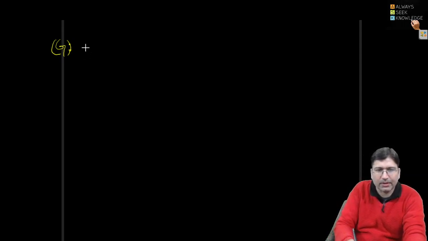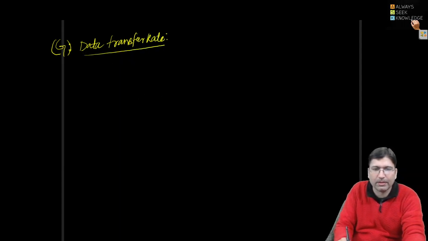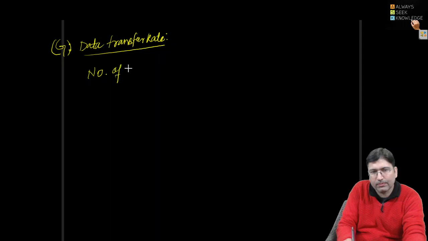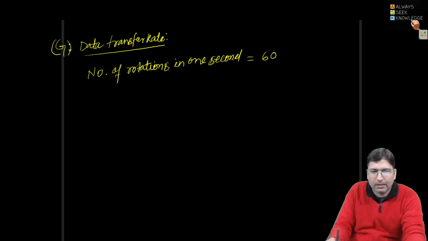Okay. So in this, they are asking the data transfer rate. Now let's calculate the data transfer rate. We have already calculated number of rotations in 1 second. Number of rotation in 1 second is 60. That means for one rotation the time taken is 1 divided by 60.